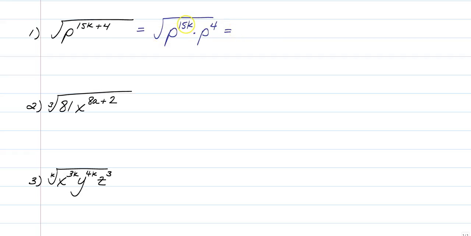So we just have to ask how many times does 2 go into 15k evenly? And it goes in there 7k times with a remainder of 1k. So we can take out a 7k. So that's p to the 7k, and we are going to leave a p to the k on the inside. And now we need to ask ourselves, how many times does 2 go into 4? The answer to that is obviously twice, with no remainder.